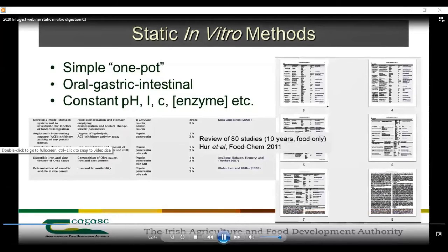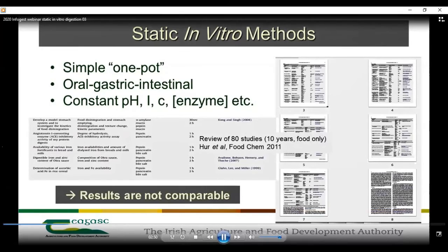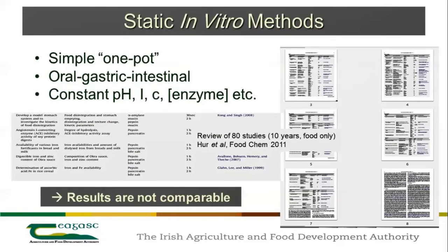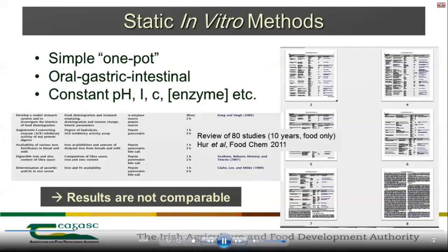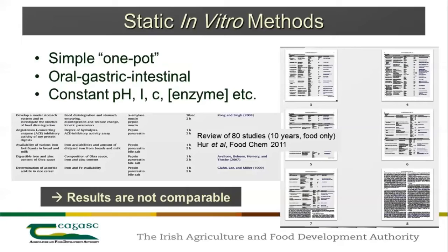So a number of years ago, the group of Julian McClements reviewed the area, and here on the right-hand side, you see tables upon tables of examples of studies. They reviewed 80 studies with a great variety of digestion parameters, with the result that in reality, you cannot compare the results of these digestion methods.